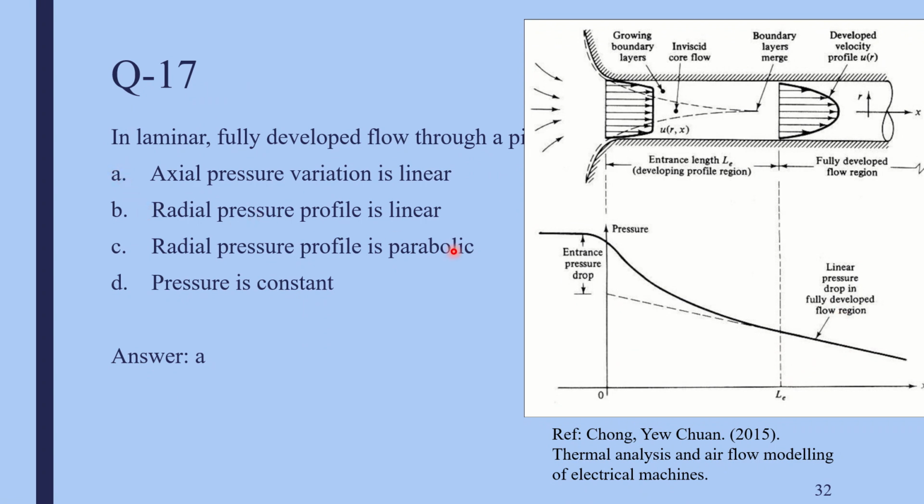And the radial pressure profile is not linear or parabolic, so options B and C are wrong. In option D, pressure is constant, but pressure is not constant; the axial pressure variation is linear, as shown in this graph. Axial pressure variation is linear in a pipe flow for the laminar, fully developed case. In the previous question it was about developing flow, where it was not linear. Only in the fully developed region is the axial pressure variation linear. So the answer to this question is option A.